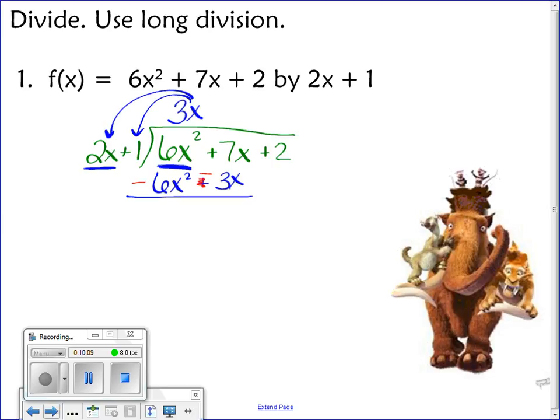Now, if you do this correctly, what should happen to this first term? It should cancel out. If it doesn't, you did something wrong, okay? So that first one's going to cancel. And then what's 7x minus 3x? 4x. That one's still positive. I'm only changing the signs in that row that I just wrote down.